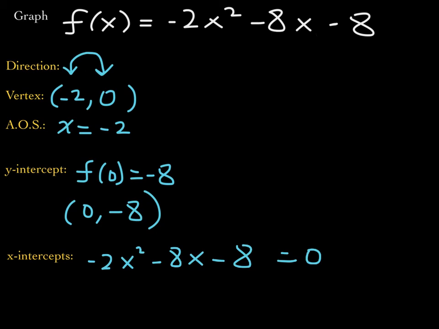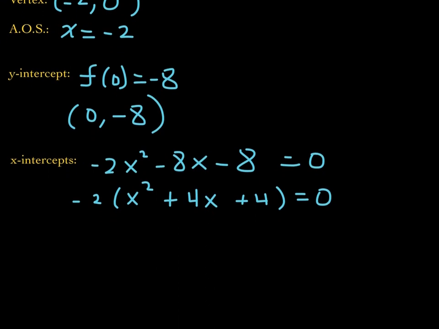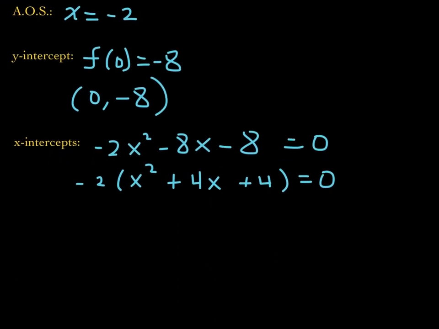So the first thing I will do to help me solve this a little easier is by factoring out a negative 2. If I factor out a negative 2, then I have the following resulting trinomial, which factors as negative 2 times (x plus 2) times (x plus 2) equal to 0.